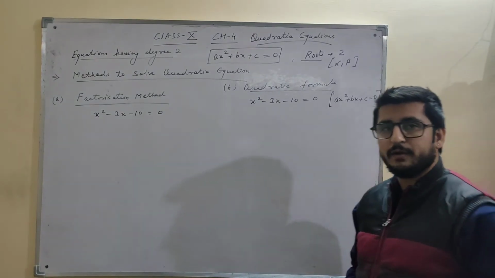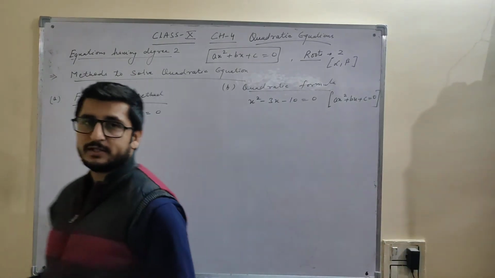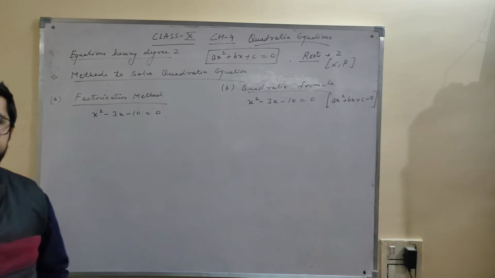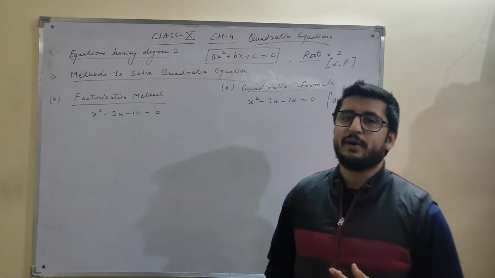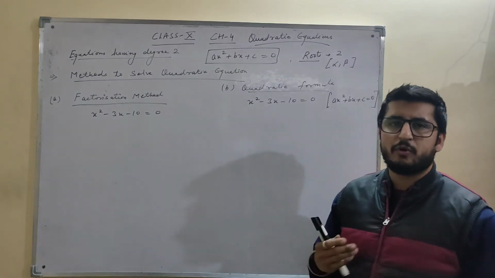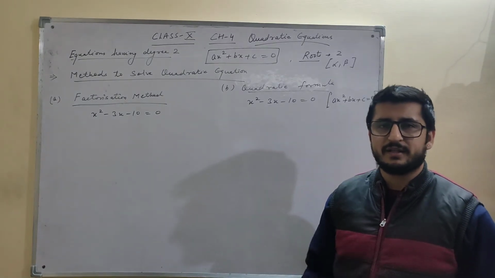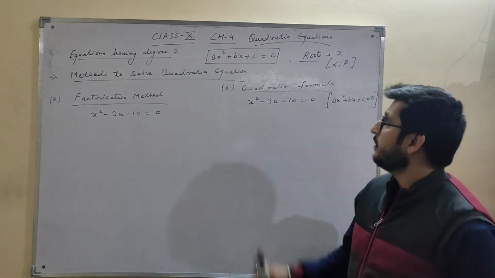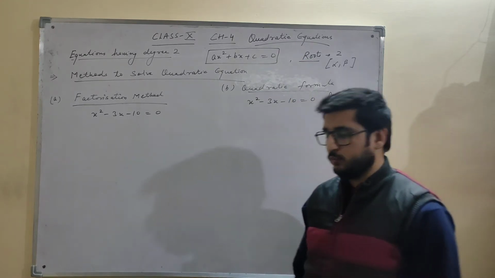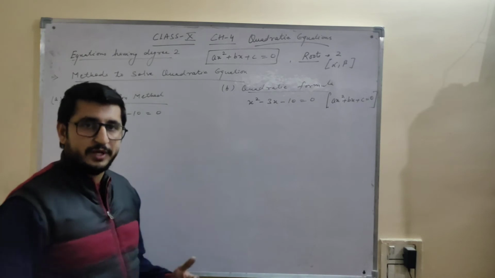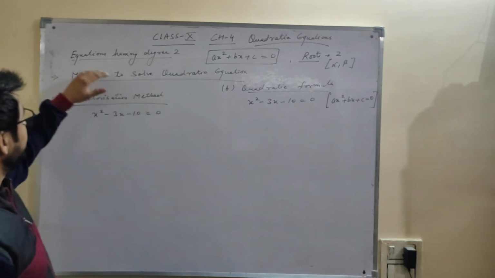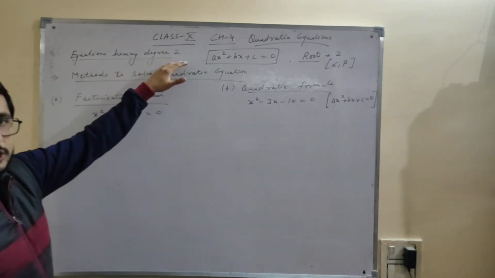So today I am here in front of you with a new topic of class 10, chapter number 4, quadratic equation. As you are already familiar with the word quadratic, you have already studied it in polynomials in class 9. In class 10, the word quadratic denotes degree 2, and equation you already know. So a quadratic equation is an equation having degree 2.